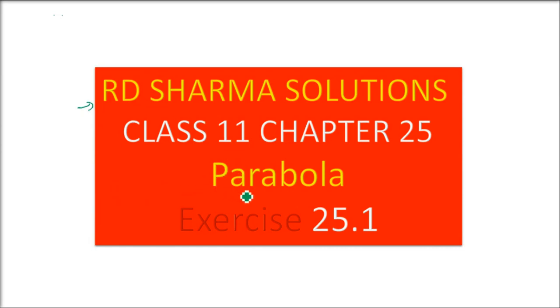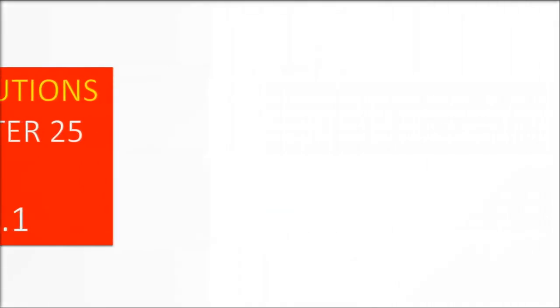This is R.D. Sharma solution, class 11, chapter 25, parabola, exercise 25.1. This is question number 6. Find the vertex, focus, directrix of the parabola 4y square plus 12x minus 12y plus 39 equals 0. So let us do it.